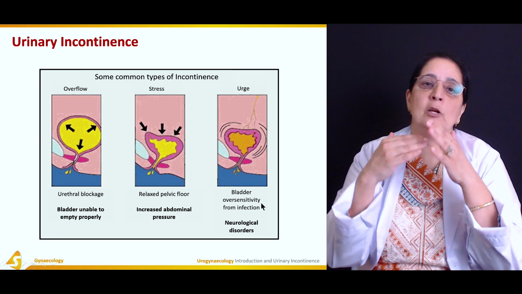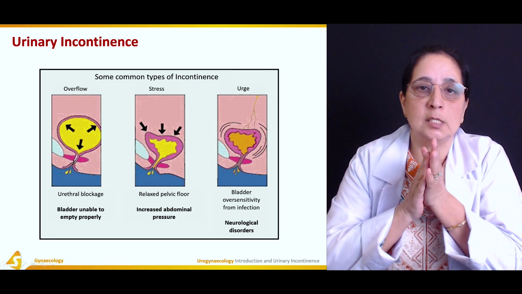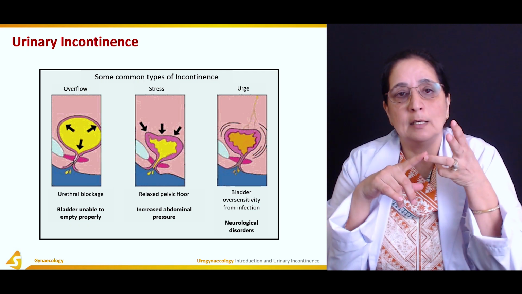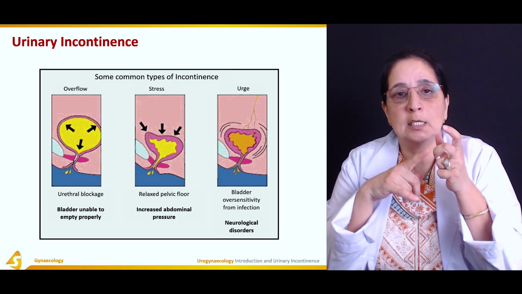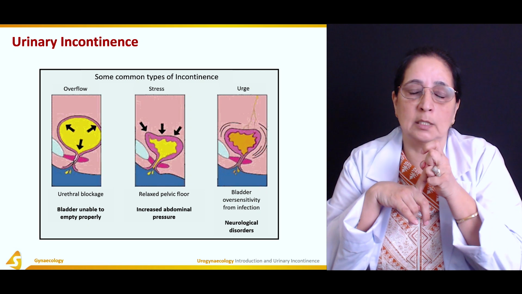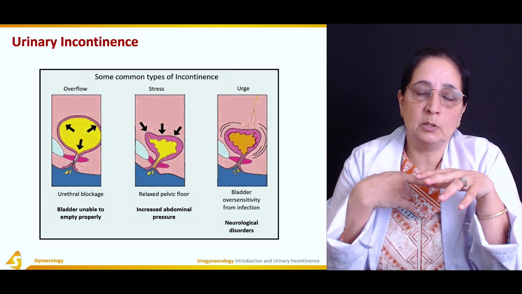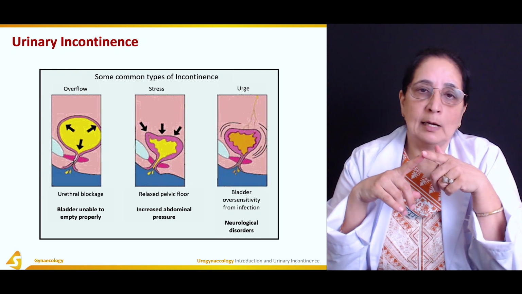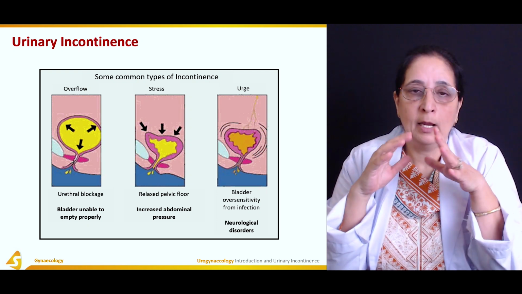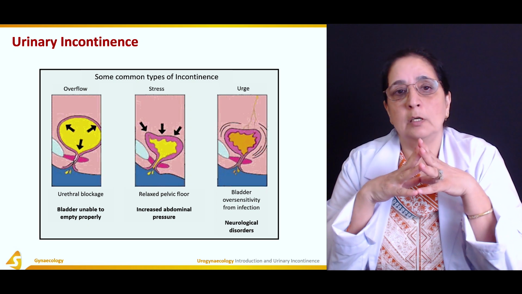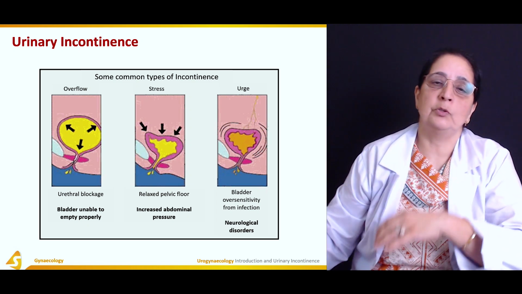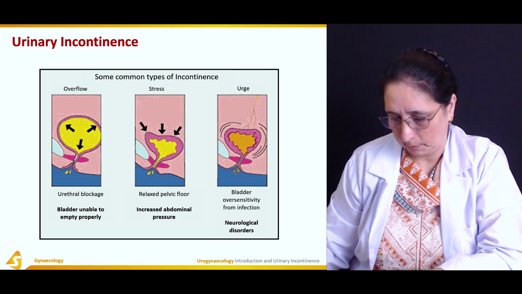So three main common types of incontinence we went over: stress incontinence, urge incontinence, and overflow incontinence. Overflow is due to obstruction. Stress is due to a relaxed pelvic floor. And third, urge incontinence is mainly due to infections and neurological disorders.